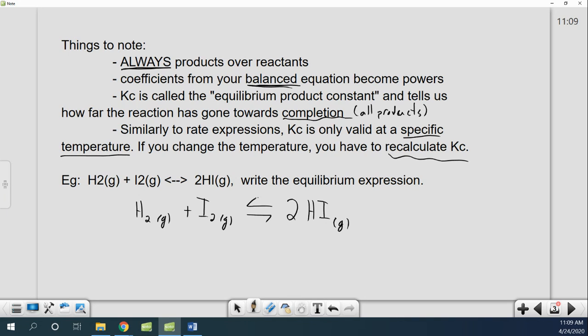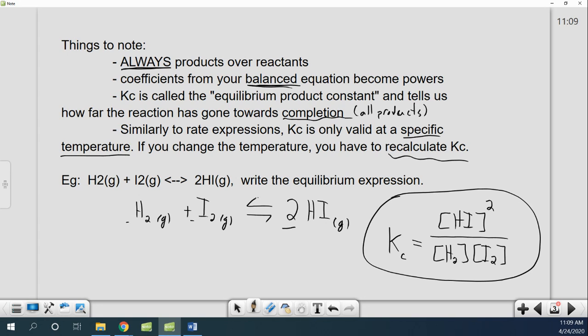All right, so our equilibrium product constant is going to be products, which in this case is HI. So what is the concentration of HI, to the power of its exponent? So it's the concentration of HI squared divided by our reactants. I need the concentration of hydrogen gas and the concentration of iodine gas, and both have a coefficient of 1. So you don't have to put the powers in if you don't want to; 1 and not having something written mean the same thing. But that's it. You're done. This is your equilibrium expression.